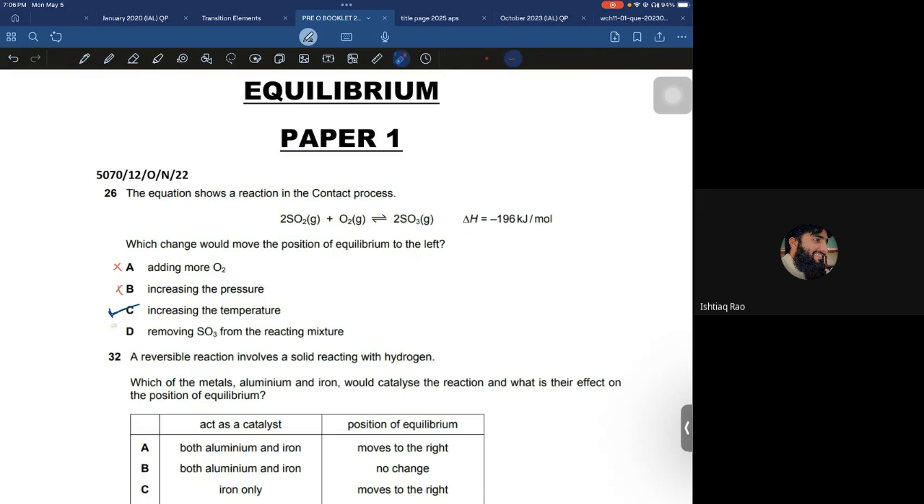And what about D? Removing SO3. If you remove SO3, your product would be at a lower potential and the reactant would be at a higher potential. So it would move from left to right, meaning it would move in the forward direction. So this is also wrong. That's why C is correct.